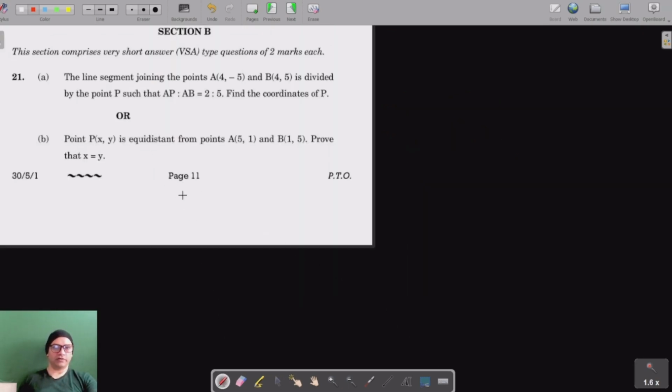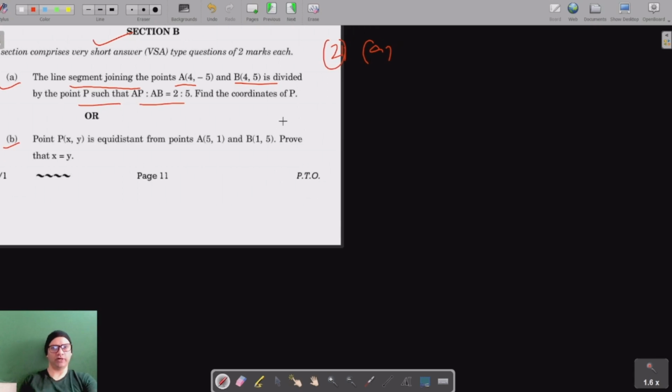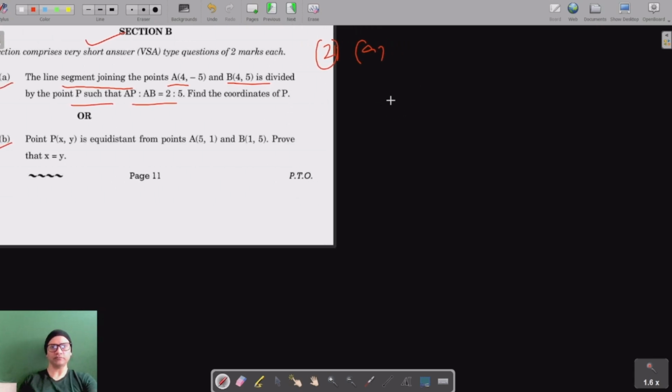Now we are on section B, and for question number 21, we are going to solve both the parts A and B. It's question number 21, part A. The line segment joining the points A and B is divided by the point P such that AP is to AB is equal to 2 is to 5. We have to find the coordinates of P.